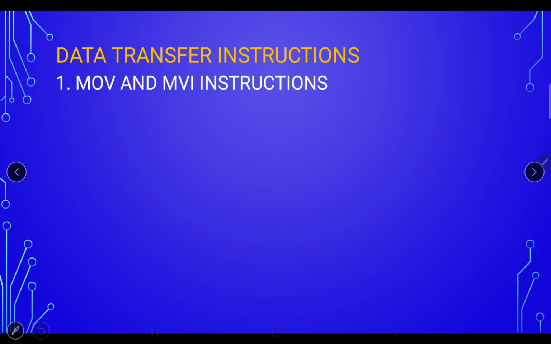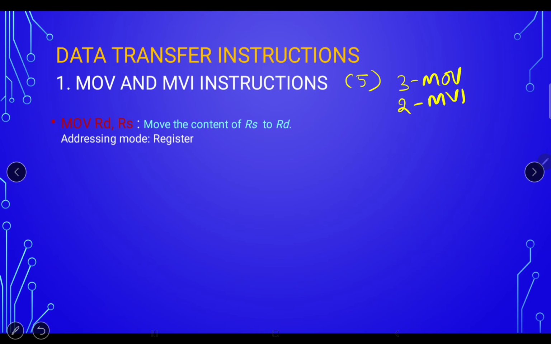Now let us discuss the first one, that is MOV and MVI instructions. There are a total of 5 instructions in this category, 3 move instructions and 2 move immediate instructions. Coming to the first one, that is MOV RD, RS. Here the content of RS is moved or copied to the register RD. RS is the abbreviation for source register and RD is the abbreviation for destination register. And here the addressing mode is register addressing mode.